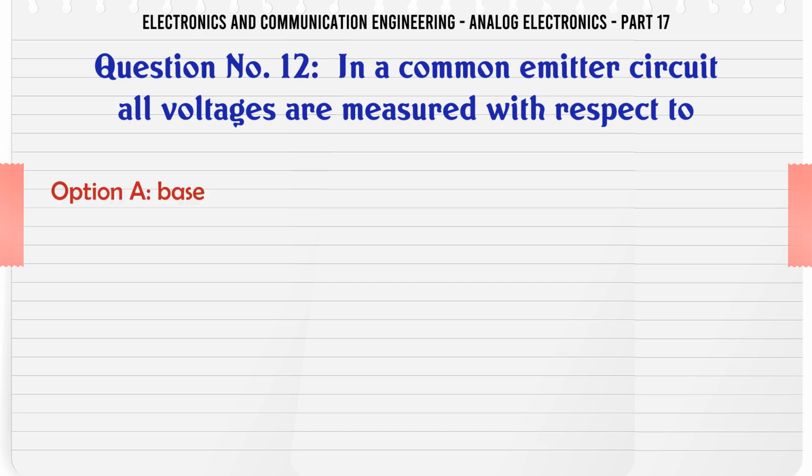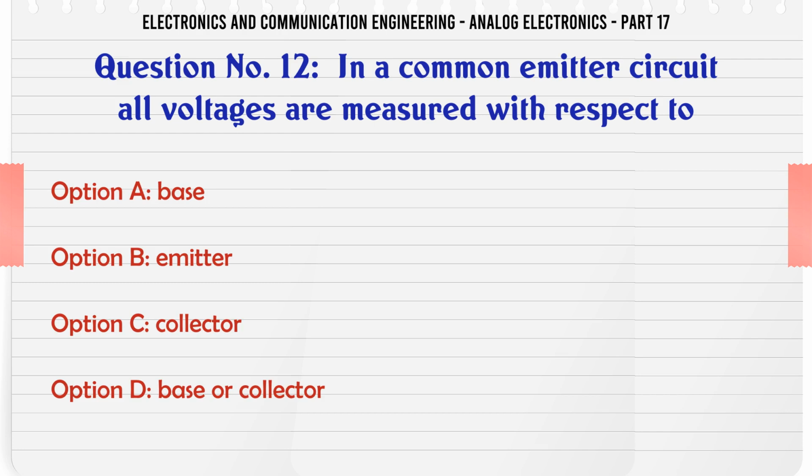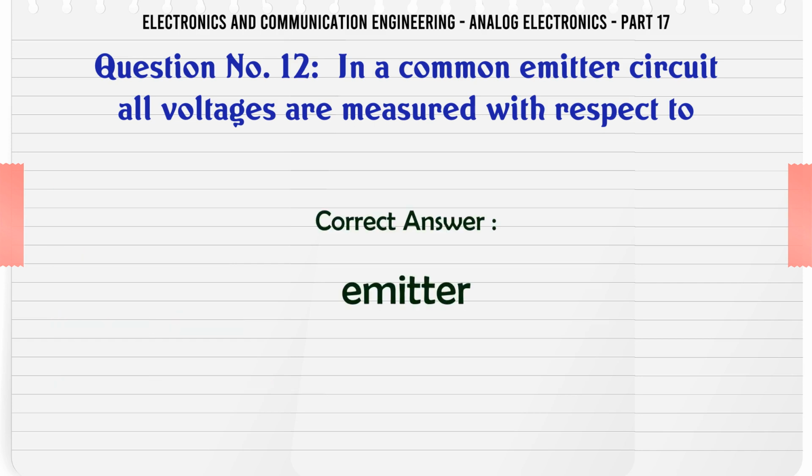In a common emitter circuit all voltages are measured with respect to A. Base. B. Emitter. C. Collector. D. Base or collector. The correct answer is emitter.